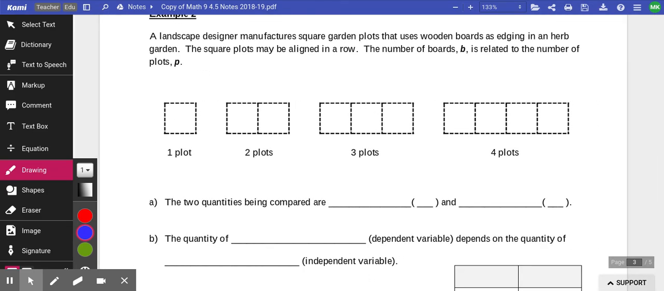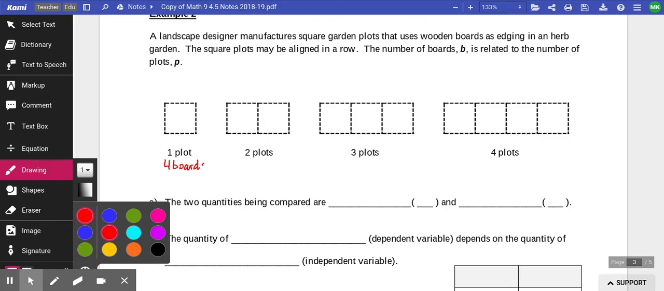A landscape designer manufactures square garden plots that use wood boards as edging in a herb garden. That sentence is awful. The square plots may be aligned in a row. The number of boards B is related to the number of plots P. So if you look, they've got all these square gardens represented. The first one is just one square. That one square has 4 boards. Right? 1, 2, 3, 4.